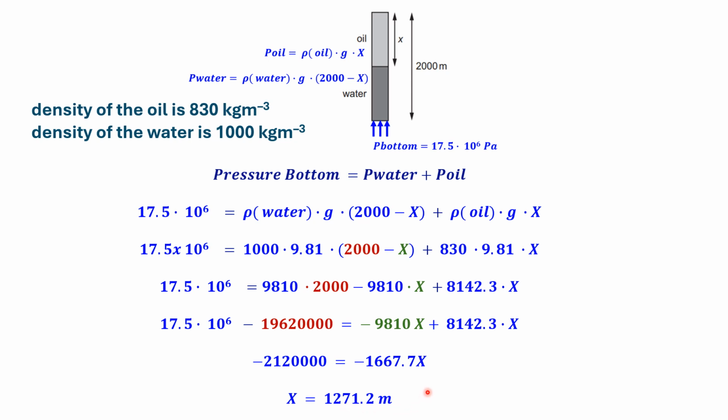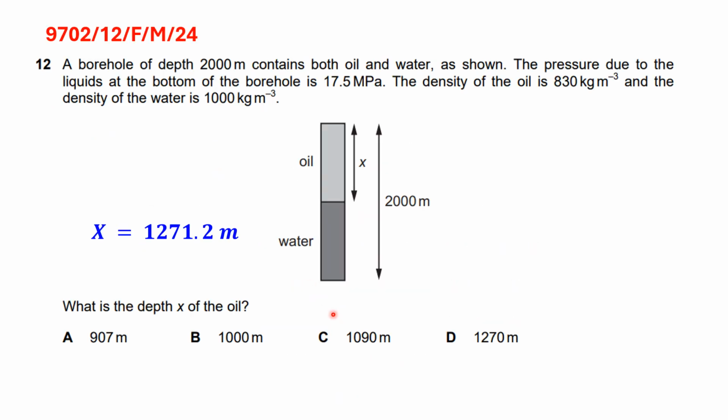1,271.2 meters. So I know I went a little bit quick on this, but it's right here in front of you. So you just follow along my math with yours. It's just kind of basic algebra and value substitutions. So the best answer for this question is option D.